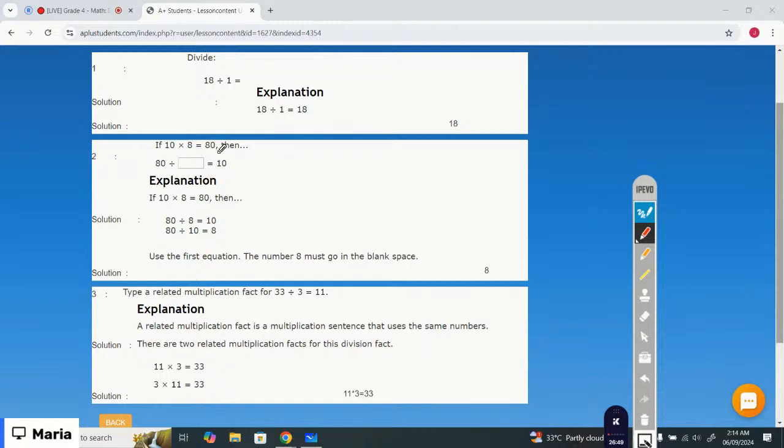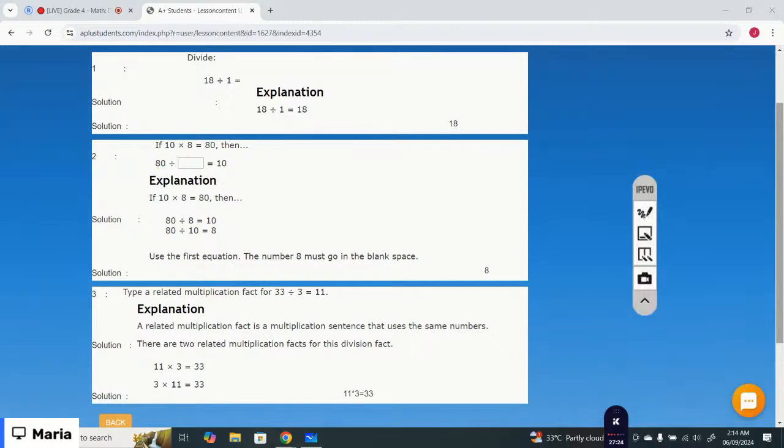If 10 times 8 is 80, then 80 divided by what number is 10? Basically, they are related facts, right? The related facts usually have the same numbers. So here you have 10, 8, and 80. Here you have 80 and 10, right? That means the missing number is 8. So 80 divided by 8 equals 10, right? So the missing number is 8. They are the related division facts, right?